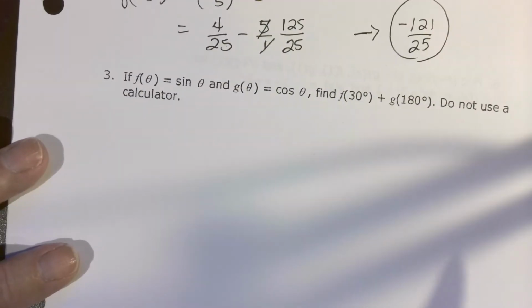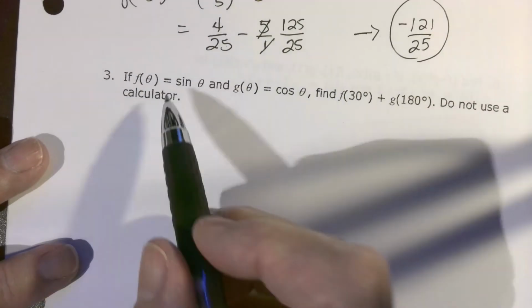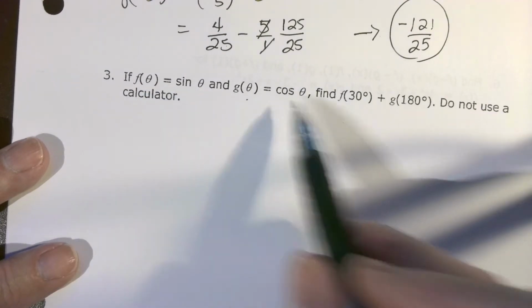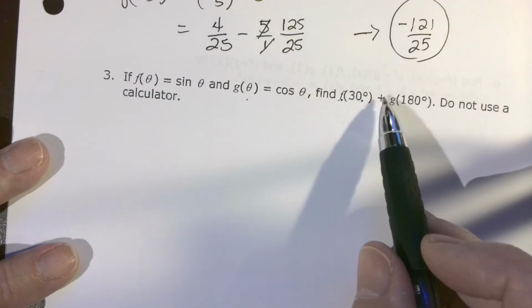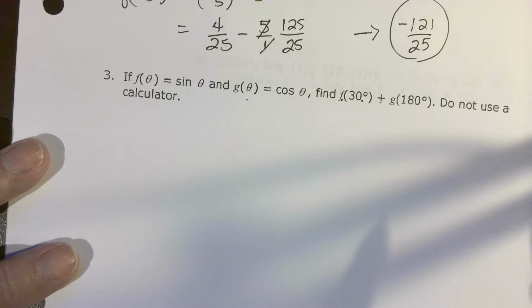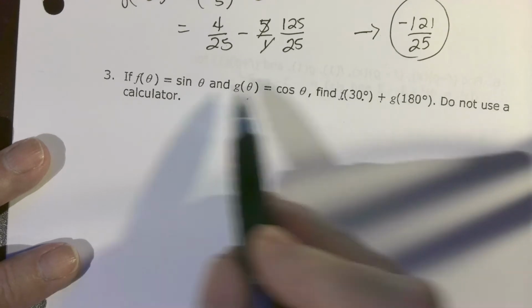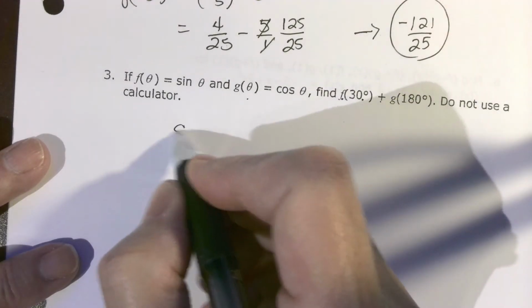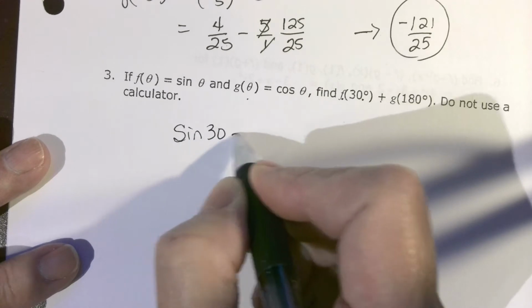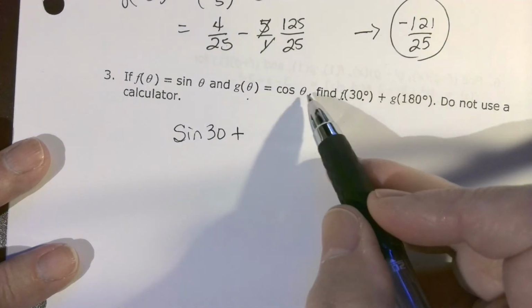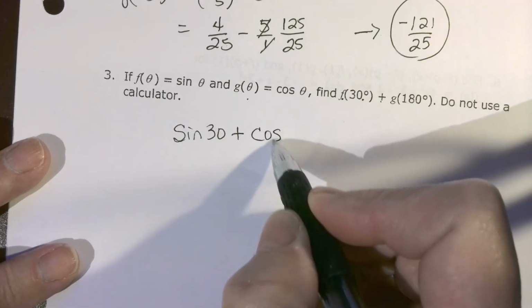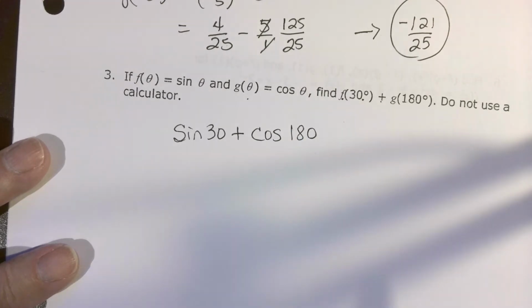Okay? Number 3 says, if f is this and g is that, find f of 30 plus g of 180. So that means I'm going to take 30 and plug it into the f function. So I'll get the sine of 30 plus, and plug 180 into the g function. That's the cosine of 180.